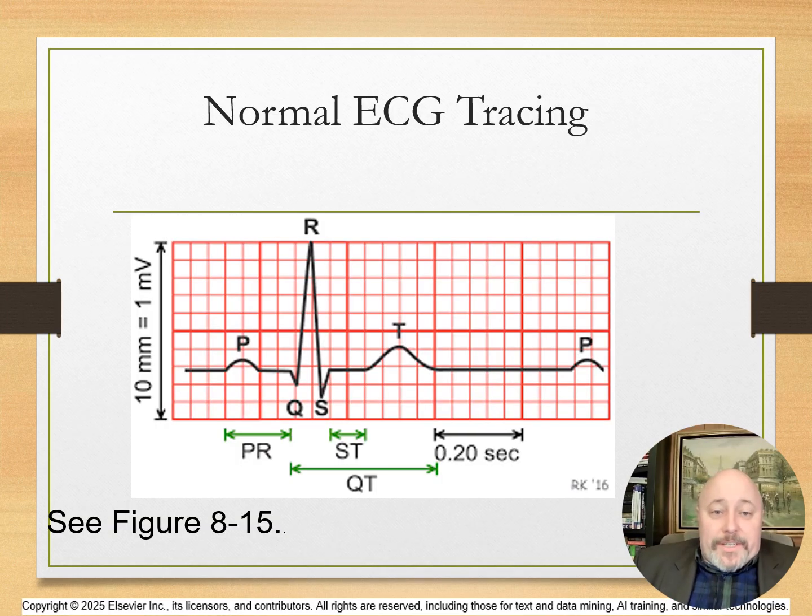The normal ECG tracing is composed of a P wave, a QRS complex, and T waves. These waveforms rise from the flat baseline, called an isoelectric line.